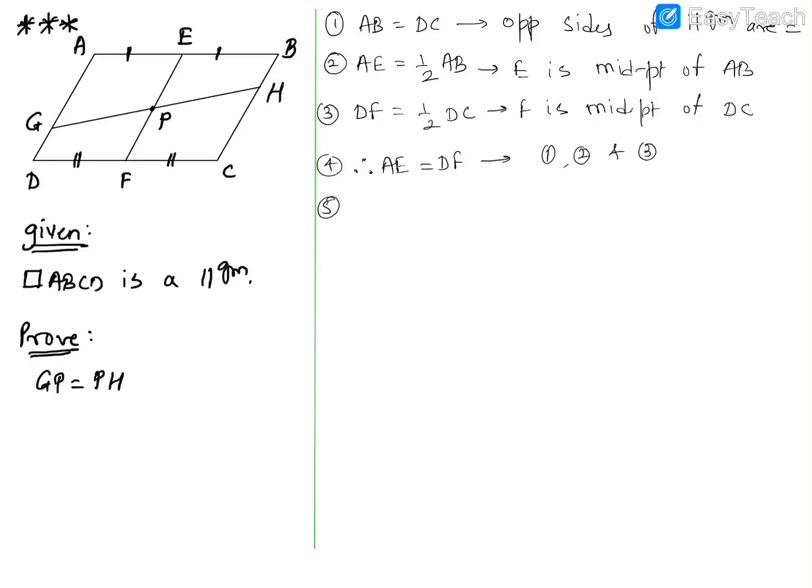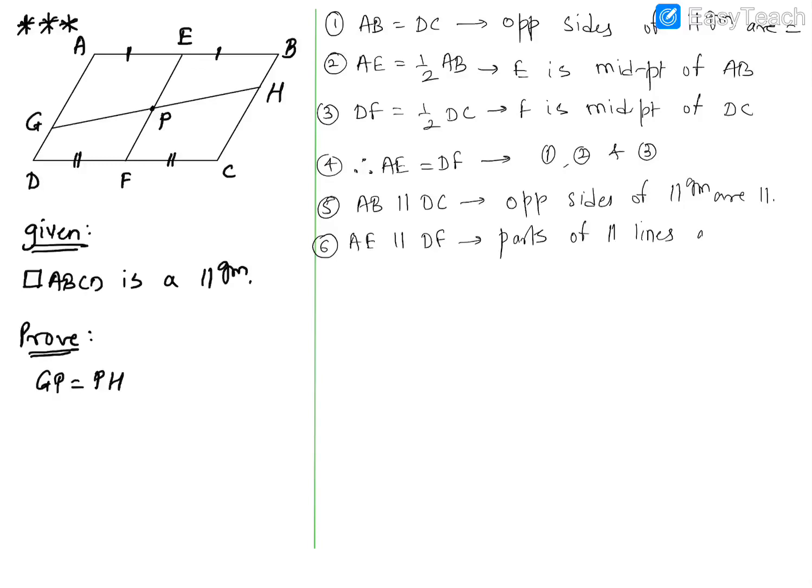Then statement number 5, that AB is parallel to DC. Reason? Opposite sides of parallelogram are parallel. Then sixth one, because opposite sides are parallel, what can I also say? That AE is parallel to DF. How? We'll say that parts of parallel lines are also parallel. So if 2 lines are parallel, then obviously the parts are also parallel to each other.